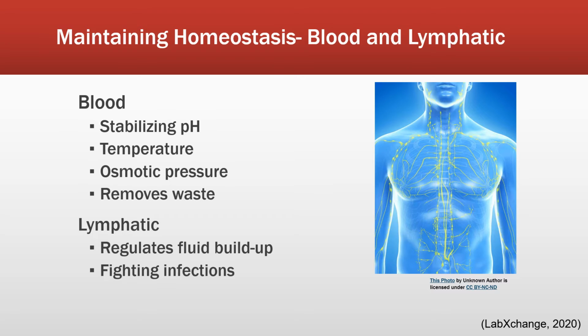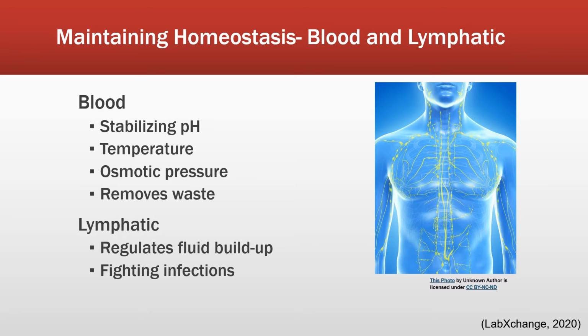The blood maintains homeostasis by stabilizing the pH, temperature, and osmotic pressure. It also is responsible for the distribution of nutrients and waste removal. The red blood cells carry the waste either to the kidneys or lungs to be expelled. When the body heats up, the vessels will dilate, and the blood is able to flow closer to the surface, carrying away the heat. The lymphatic system is responsible for regulating fluid buildup within the cells and fights infections.